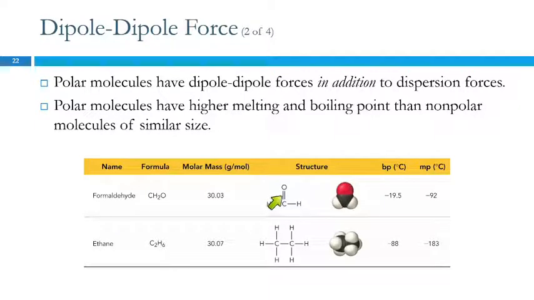It's lopsided. Here we have two carbons in the middle. There's no lone pairs anywhere. And when we look at all of the atoms bonded to those carbons, they're all the same. And so this is a nonpolar molecule.